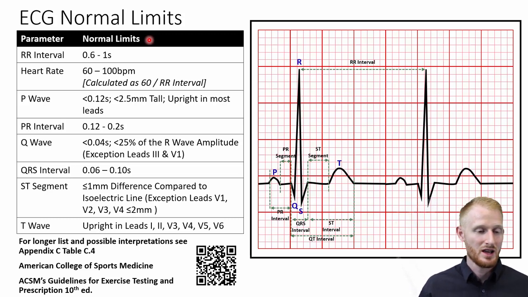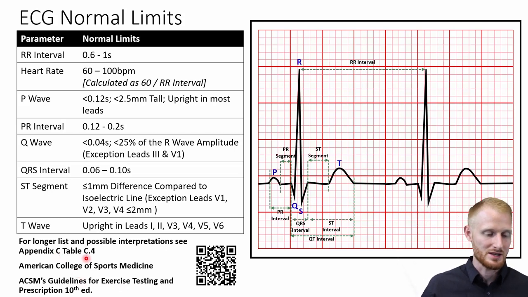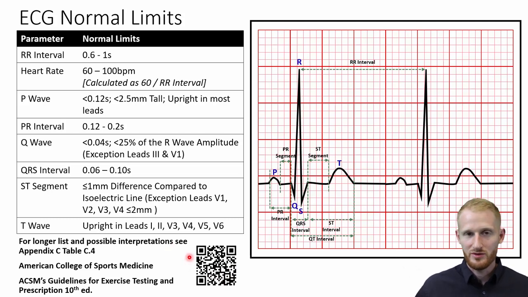As I just mentioned, this is a short list. There are far more parameters than this out there. If you want a longer list and also some example interpretations when something is outside of these normal limits, I would refer you to the ACSM guidelines for exercise testing and prescription, the 10th edition, Appendix C, Table C4. If you scan this QR code, it's going to show you the textbook I'm talking about. Let's go ahead and go through this table here.